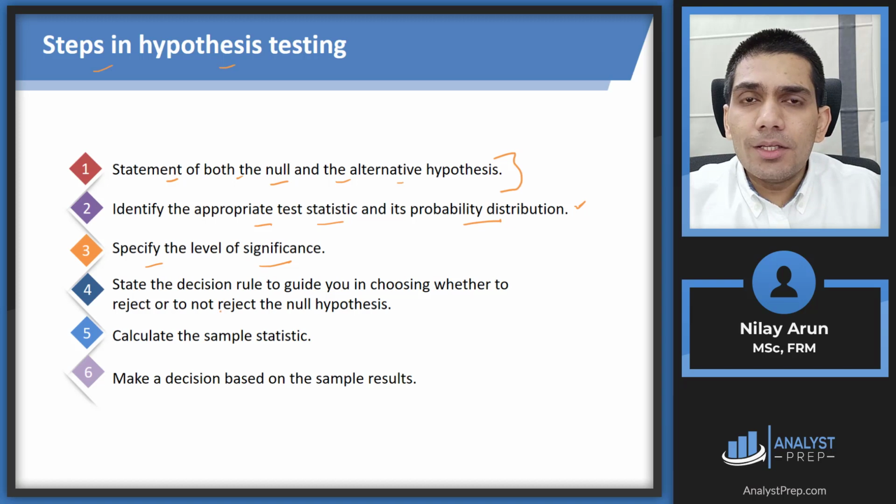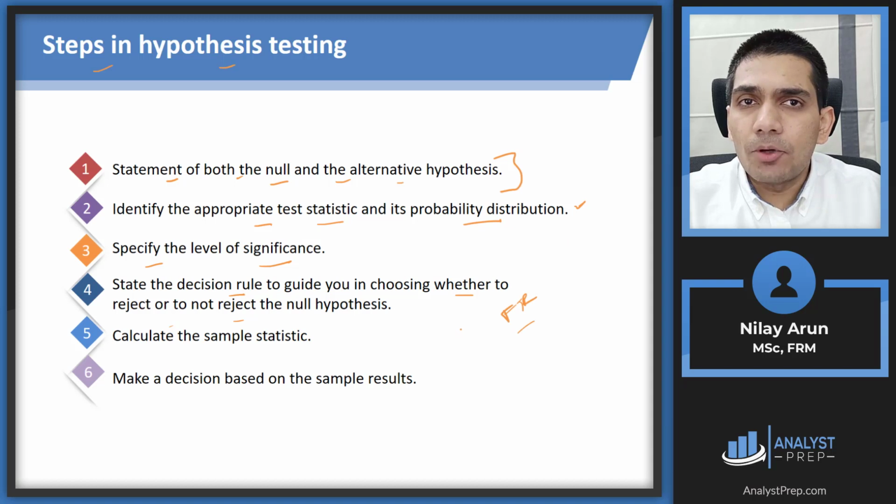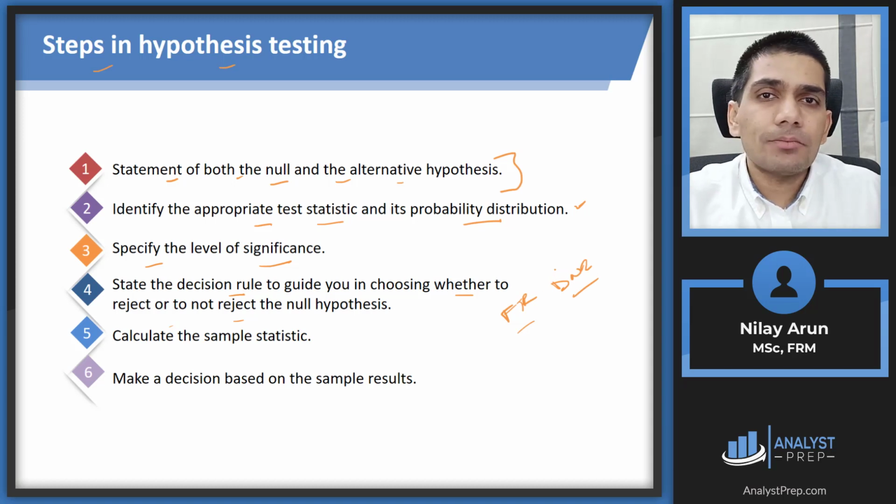Now, the fourth one is state the decision rule to guide you in choosing whether to reject or to not reject the null hypothesis. So in this step, we clearly mention that under which condition will we be able to reject the null hypothesis and under which condition we will fail to reject, what we call as FTR, fail to reject the null hypothesis. Another term that is used is DNR, do not reject the null hypothesis. So you can use these abbreviations as well.